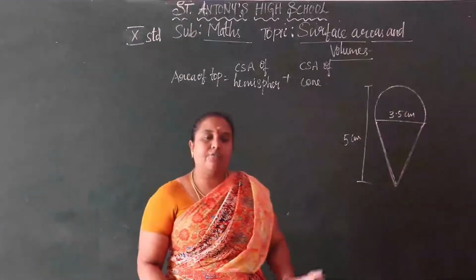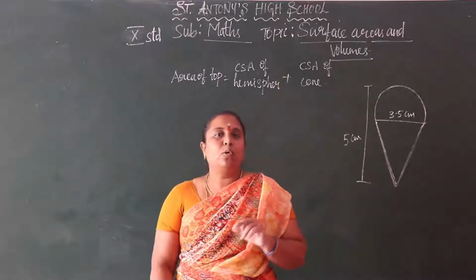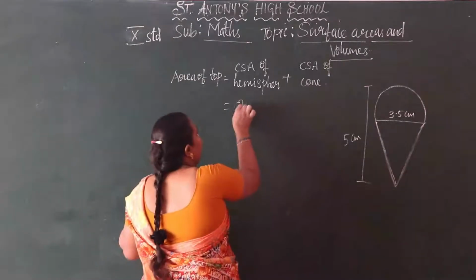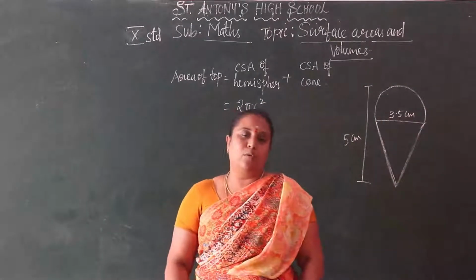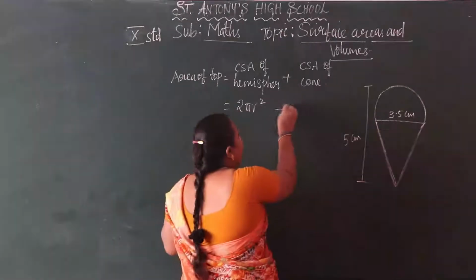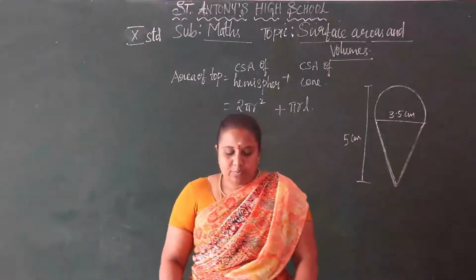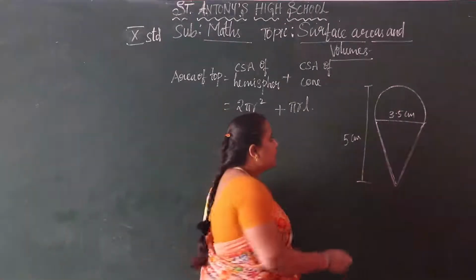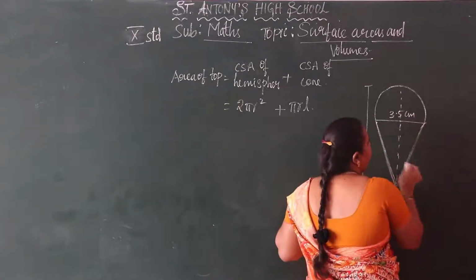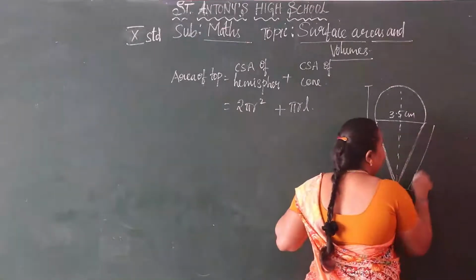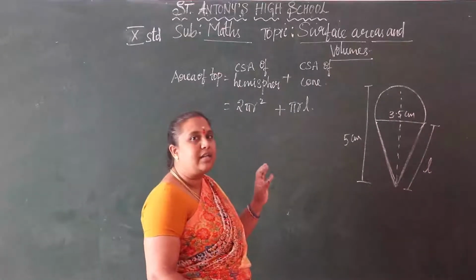What is the formula for the curved surface area of hemisphere? It is 2 pi r square, plus the curved surface area of cone, which is pi r l. Here we don't know l. This is the height, and this is the slant height L. What is the formula to find slant height L?